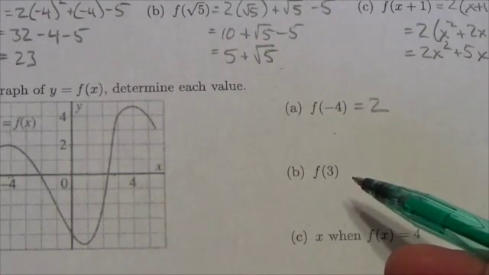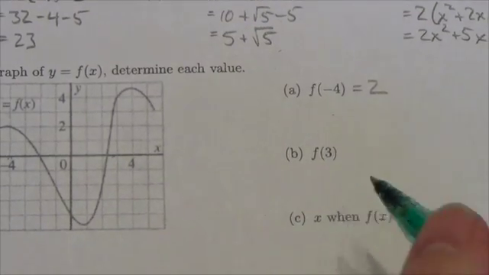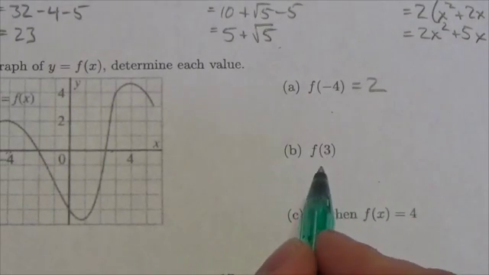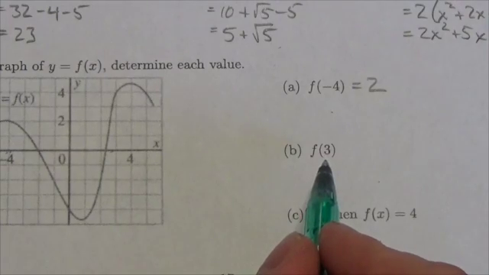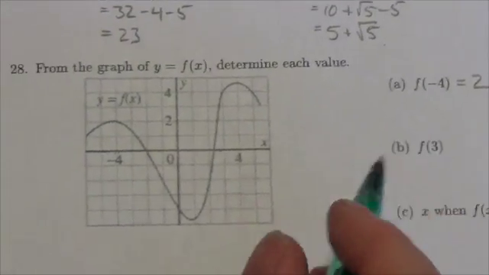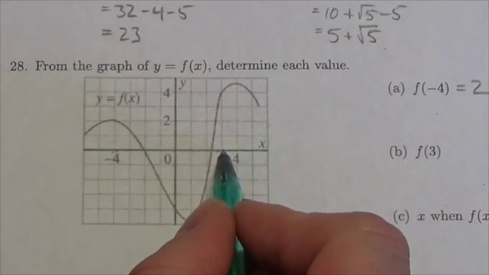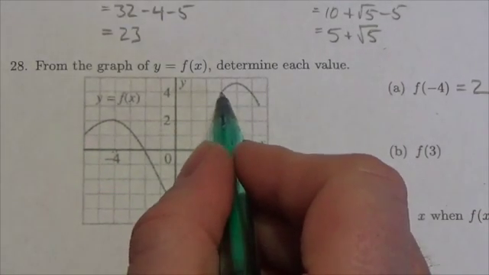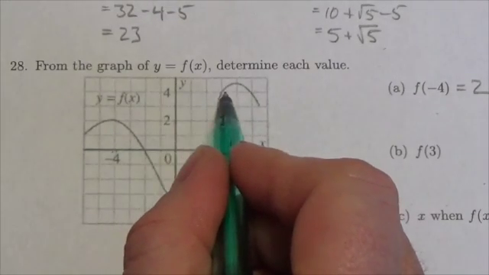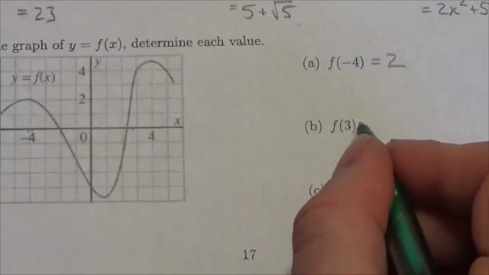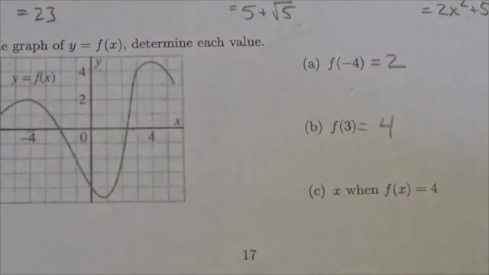Do the same thing down here. f of 3. Now remember, what's inside function notation, what's inside the parentheses, that is the independent variable. That's the x. So x is equal to 3. Well, let's take a quick look here. Here's 3. Where do I got to go to get the function? I got to go up. And if I go over, I can see that the y coordinate when x is equal to 3 is 4. So the answer here is going to be 4.